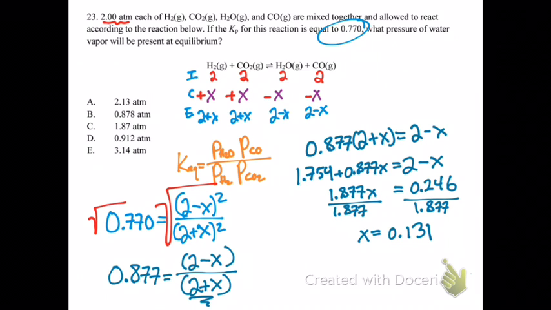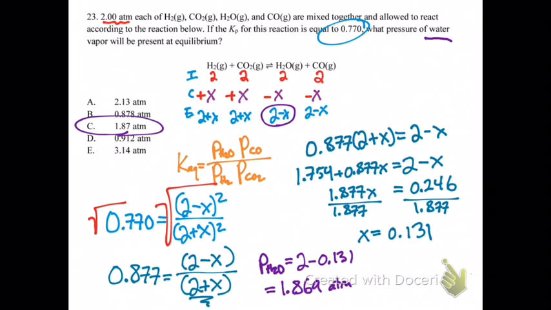So the question is asking for the equilibrium pressure of water vapor, of H2O. So H2O's pressure is going to be 2 minus x. So the pressure of H2O will be equal to 2 minus the 0.131, which is equal to 1.869 atmospheres, which rounds to 1.87 atm.